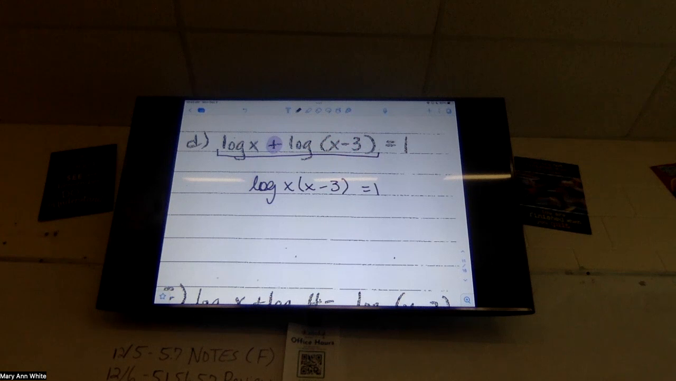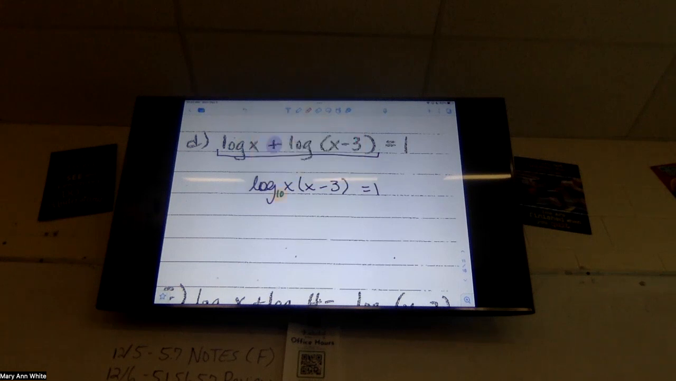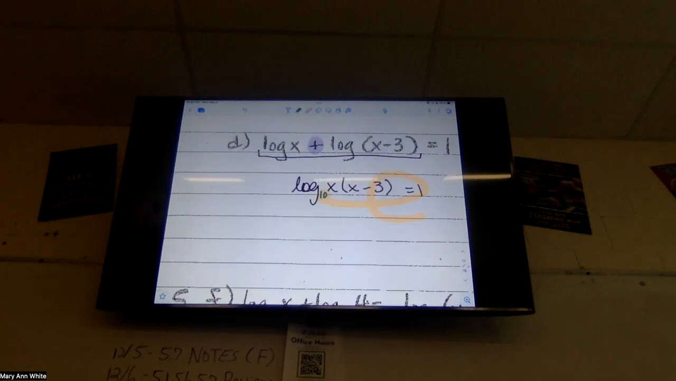All right, now what? Is there any more simplifying I can do? Not really. I'm going to distribute that x in a little bit, but no real step I need to do here. Can I put log of x times x minus 3 in the calculator? Nope. So what do I need to do? Roll it. What's my base? 10. When I roll it, it becomes 10 to the first equals x times x minus 3.